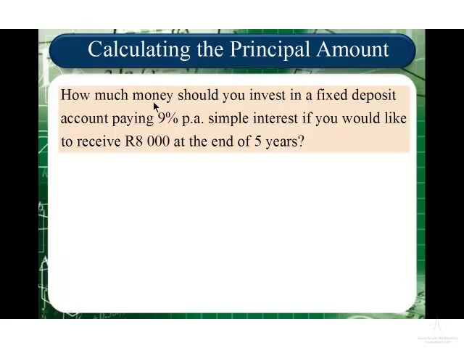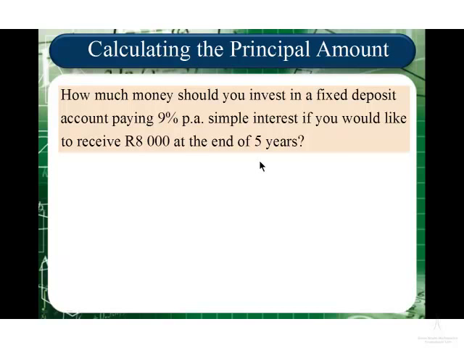How much money should you invest in a fixed deposit account paying 9% simple interest per annum if you would like to receive 8,000 rand at the end of 5 years? So can you see it's slightly different to the previous problems or examples? In this case we know what the final amount is. We know what the interest is. And we know the interest period, or the number of interest periods in this case.